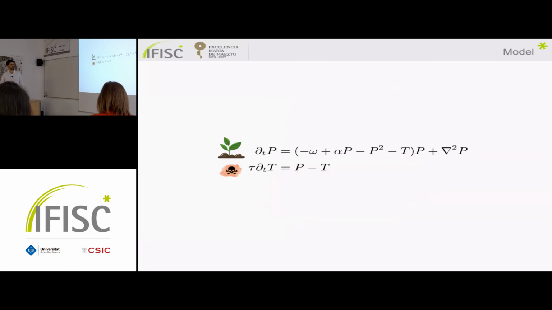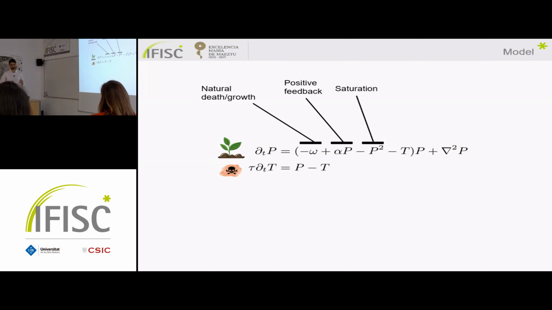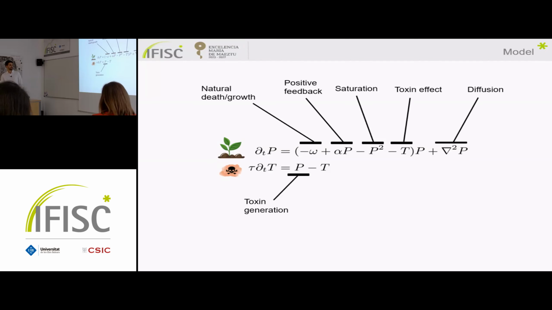So the model reads like this. We have two partial differential equations, one for the plant density, another for the toxin concentration. In the plant density equation, we have a natural death term, the growth term with the positive feedback divided by a saturation term, so the densities are controlled in the model, the toxin effect that affects the plant negatively, and also a diffusion term for the propagation of the plant in space, the spatial coupling. The toxins are generated by the plant density, and in the absence of plants, they decay exponentially to zero.